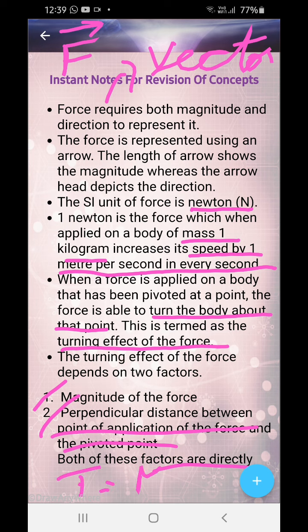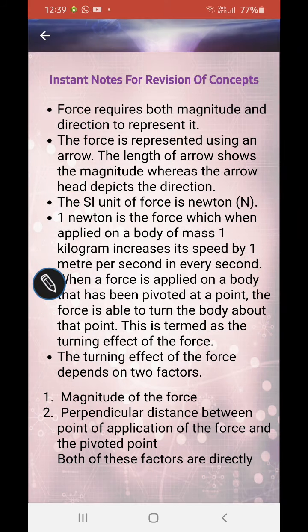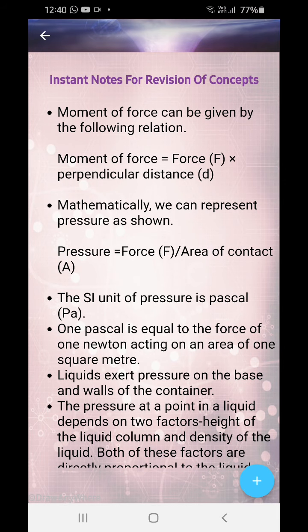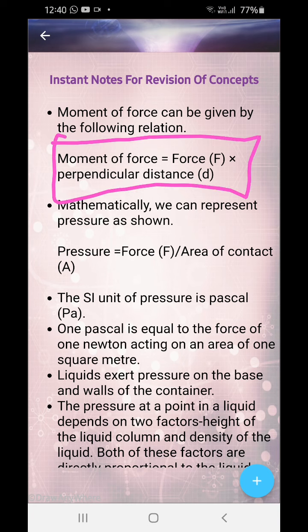Both these factors are directly proportional to the turning effect of the force. What is that? Magnitude of the force into distance, right? So both are directly proportional. So the moment of the force can be given by the following relation: force into perpendicular distance.